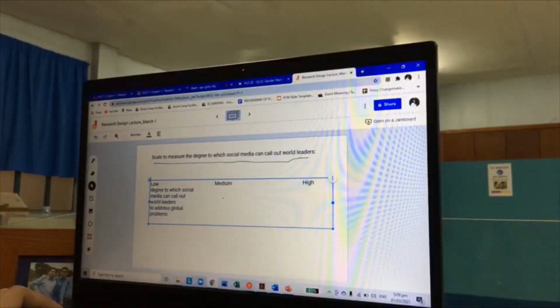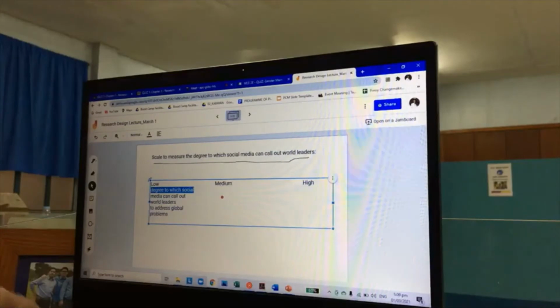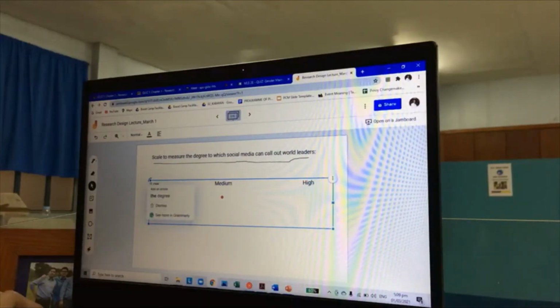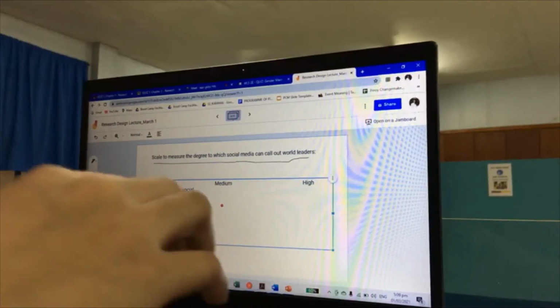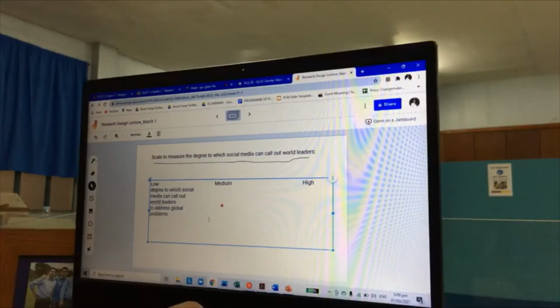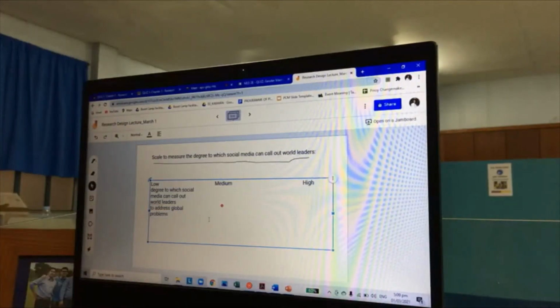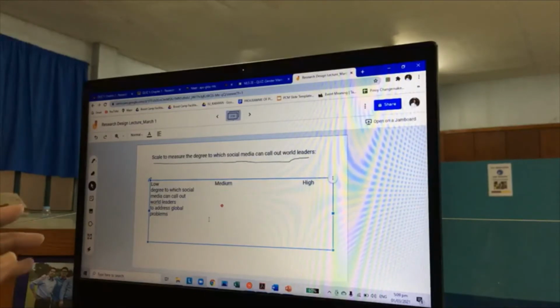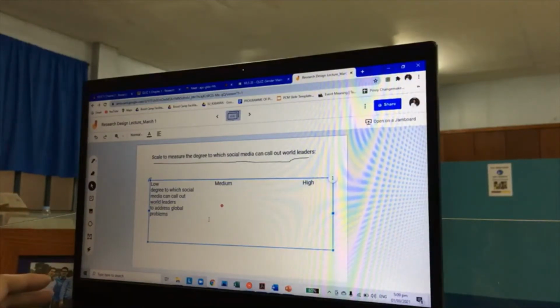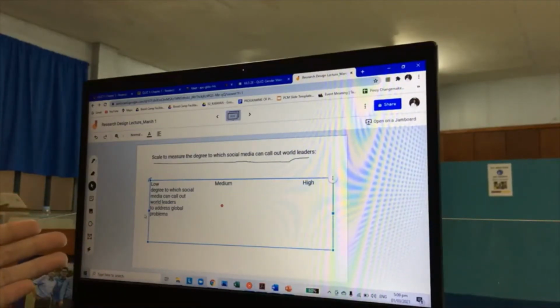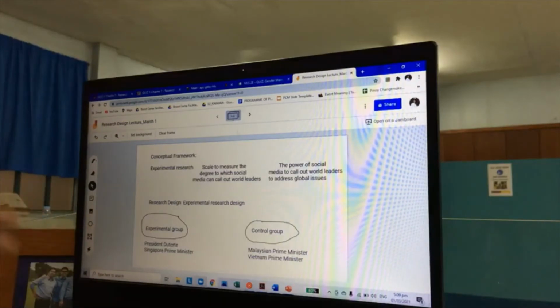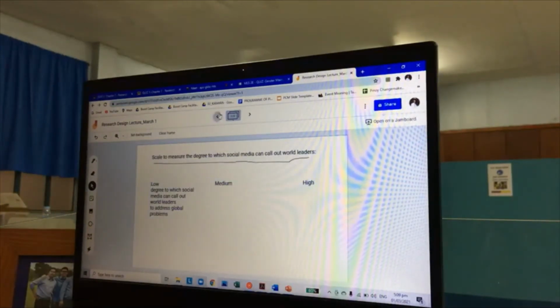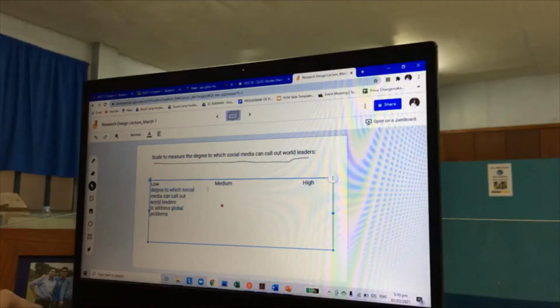So it means that if the social media effort you do is only small, what would be the measurement of that? The measurement would be how many posts, how many hashtags, or rather the audience reach on Twitter, where you can see how many people saw the post, right class? Either on Twitter, Facebook, or Instagram, how many likes. That is what the researcher will try to determine in this experiment, to determine what is low, what is medium, and what is high. It's the same for medium and the same for high degree.